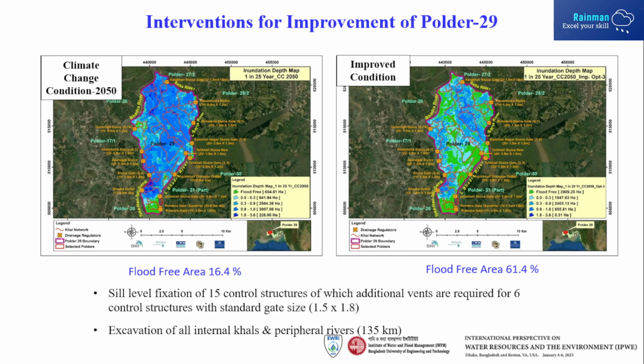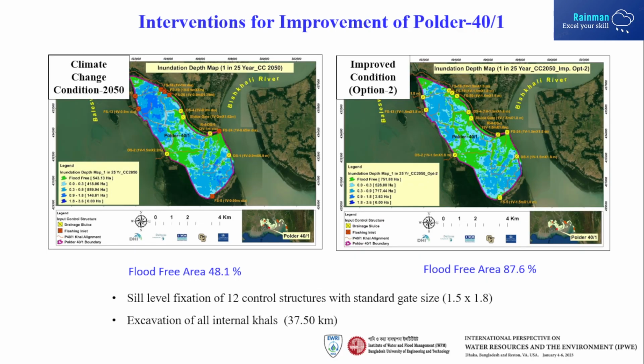And for Polder 29, we have to excavate 135 kilometers of canals and peripheral rivers and 15 control structures. We have to fix the sea level of 15 control structures, and 6 additional vents we have to provide.